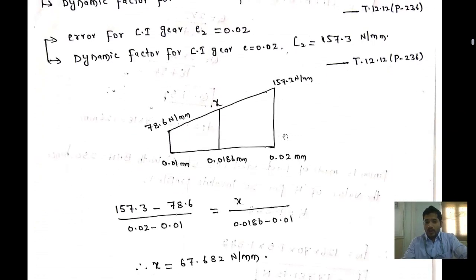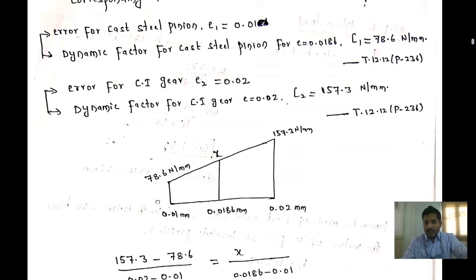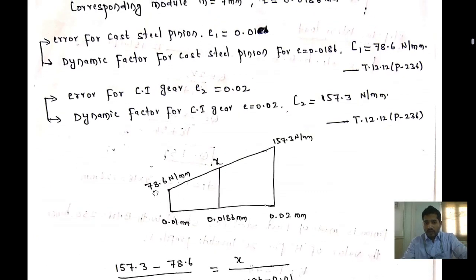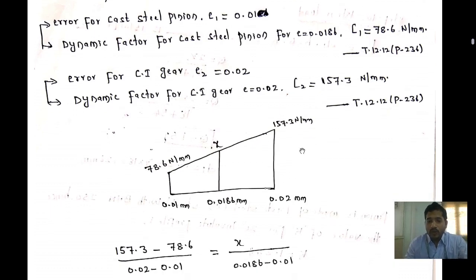So let us see this figure over here. Here I am representing 78.6 Newton per mm square for the dynamic factor for the cast steel of a pinion. Okay, and the error for the cast steel is given here as 0.01 for the pinion, and this is for the gear. So the error factor for the gear is how much? 0.02. And the dynamic factor for the gear, the C2 value given here, is 157.3 Newton per mm square. Is it right? Newton per mm.